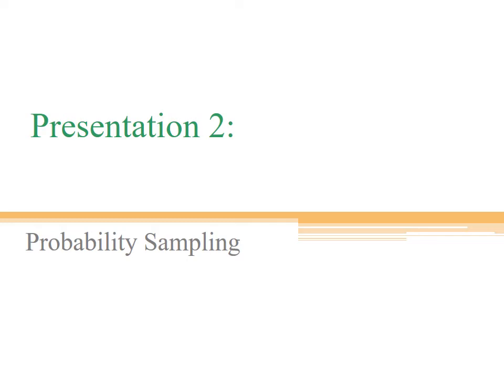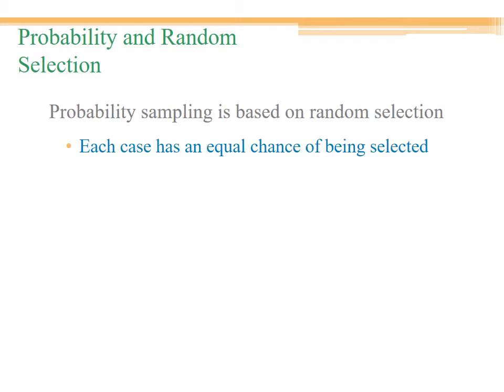This is presentation 2 on probability sampling. Probability sampling is based on random selection, meaning that each case has an equal chance of being selected. So why use probability?